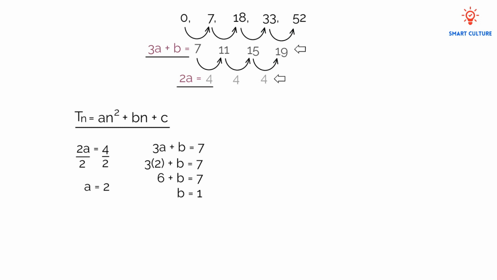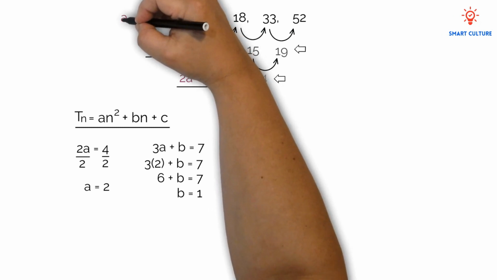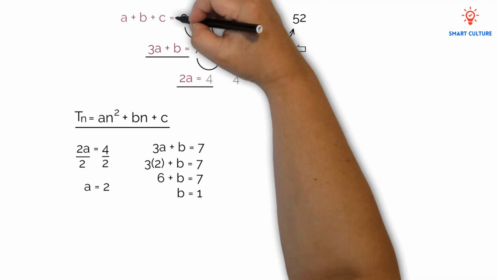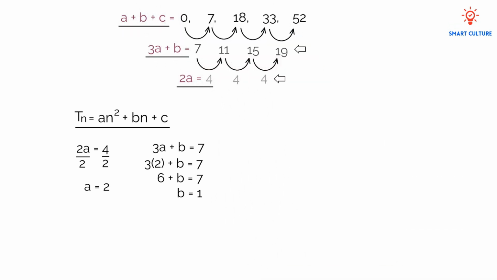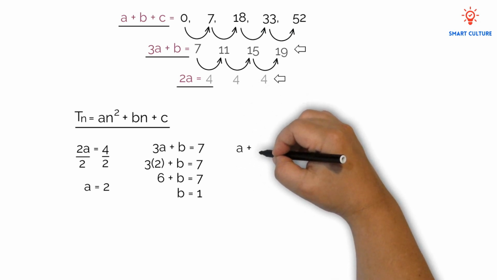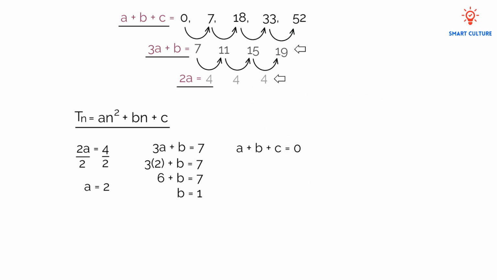Now we want to determine the value for c. So a plus b plus c is always equal to the first term in a quadratic sequence. And in this case, the first term is equal to 0. a plus b plus c is equal to 0. We know that the value for a is equal to 2. We know that the value for b is equal to 1. We don't know the value for c.